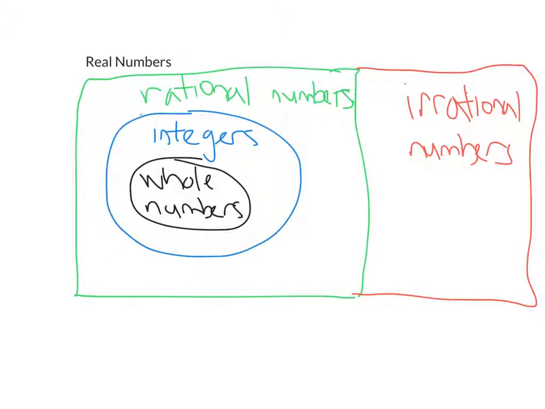So whole numbers, this black set, are going to be the numbers like 1, 5, 3012, all of the numbers that are positive and are complete numbers that don't have a fraction or a decimal part to them.